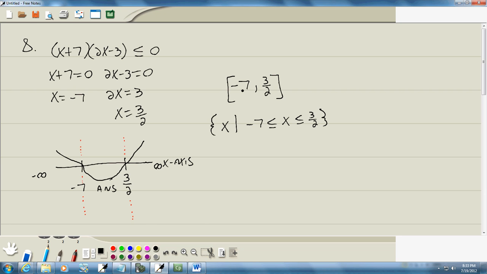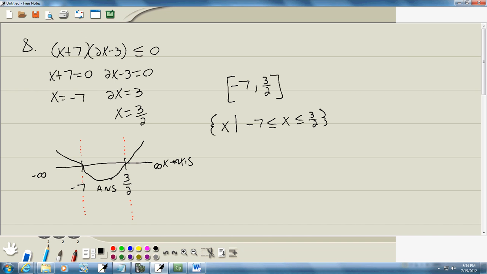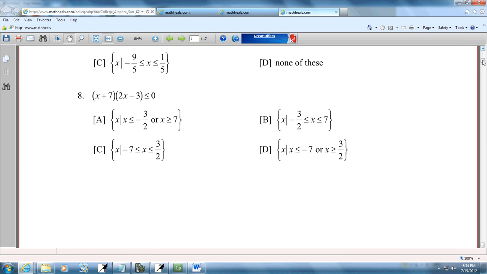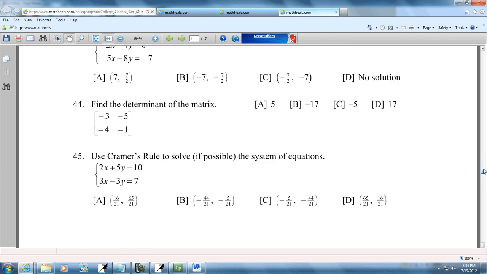Brackets are always less than or equal to's. And when you've got x between two numbers like that, it's always this form. Smaller number here, larger number here, x in the middle. This vertical bar reads such that. So let's see which one it matches now. Looks like C. C is our answer. So let's go C. 8C. And that checks.